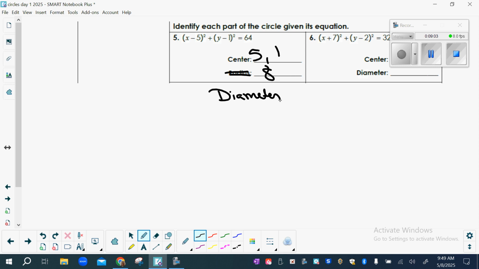So if you're doing this problem and you're like, why does the thing say 16, but I keep getting 8? Yeah, because it asks for the diameter. Be careful on that. Yes?